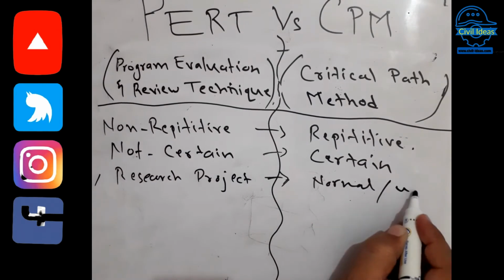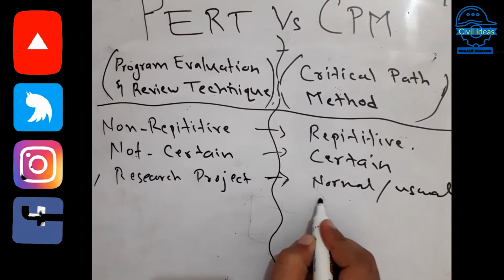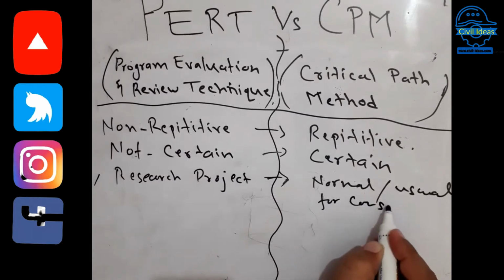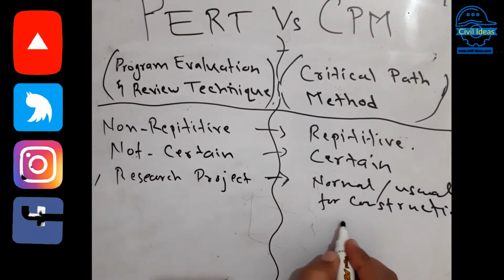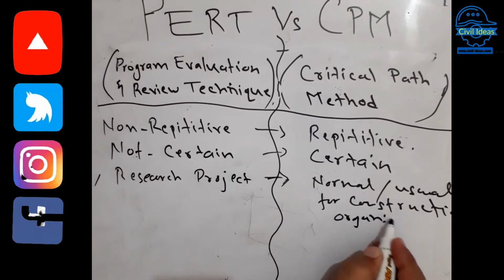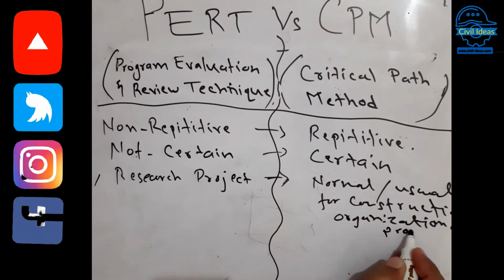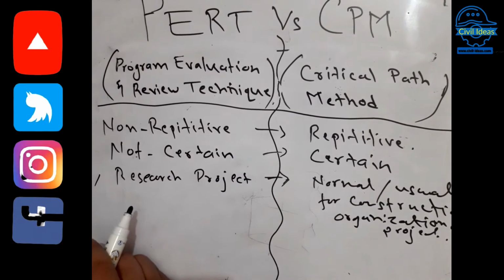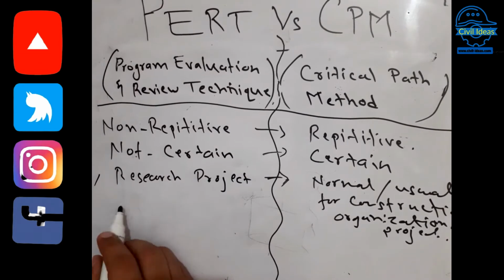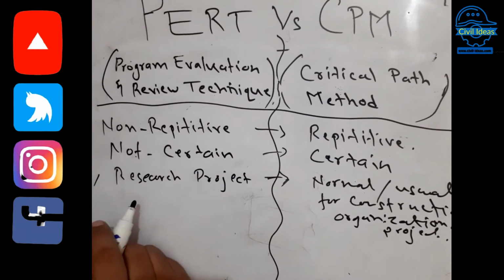Usually you use it for construction and other organizational projects. So it may be normal projects in construction or any organizational projects, but PERT is normally for research projects you are not certain about. So these are some basic differences between PERT and CPM.